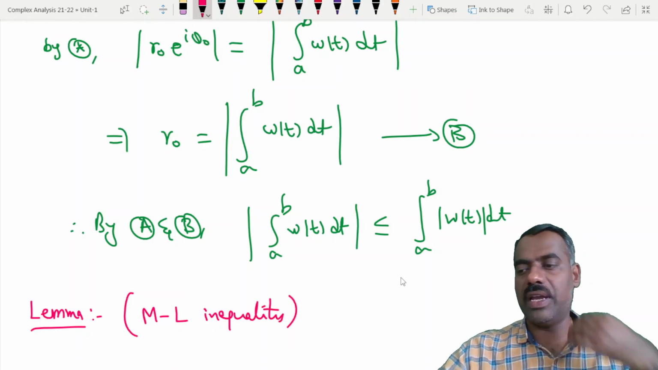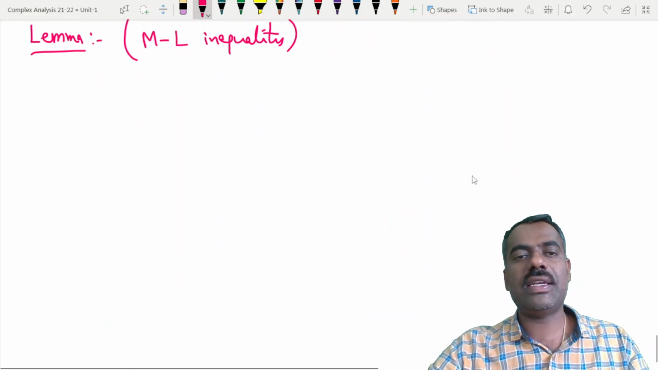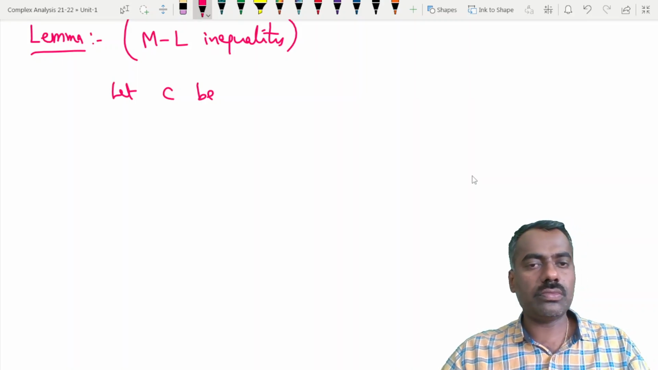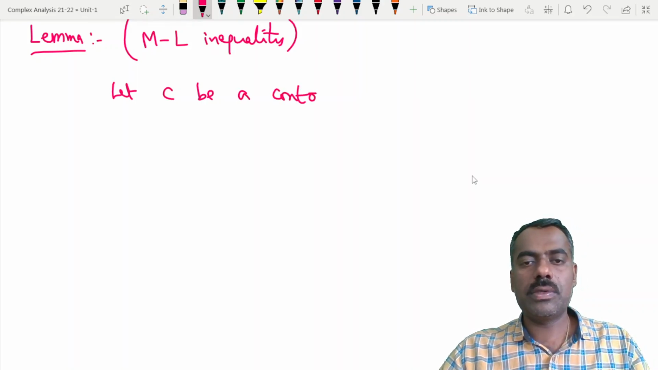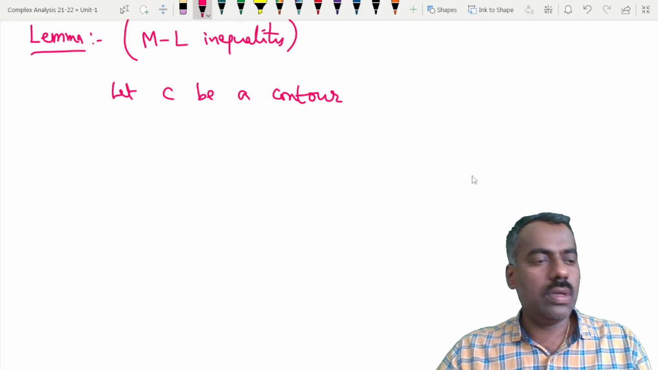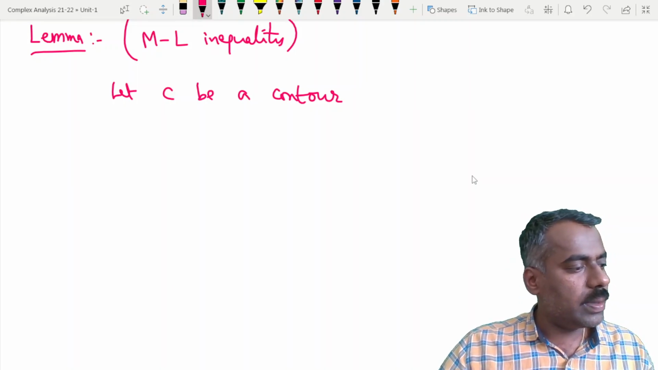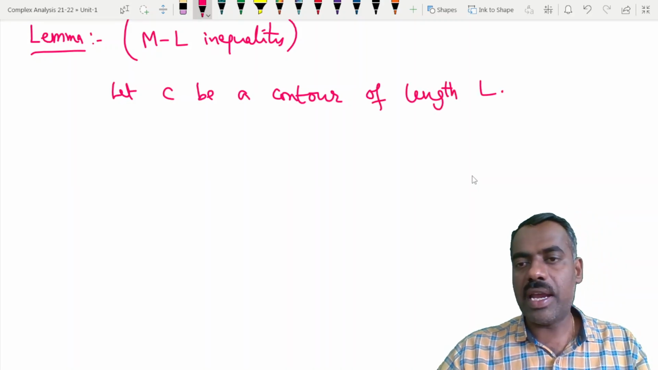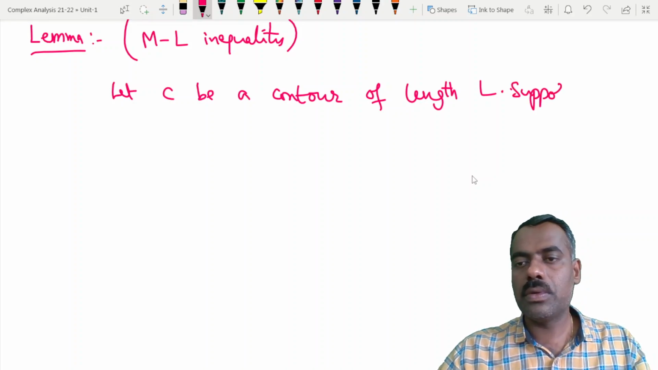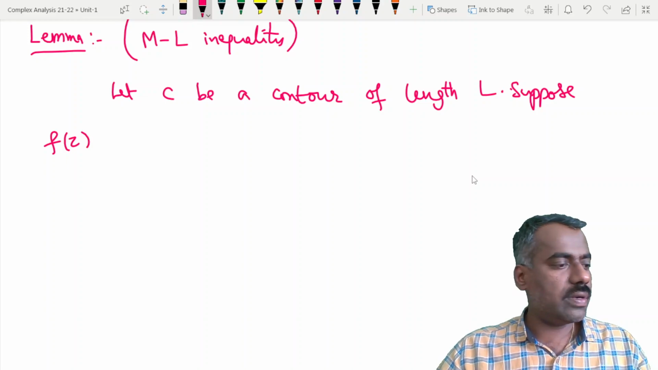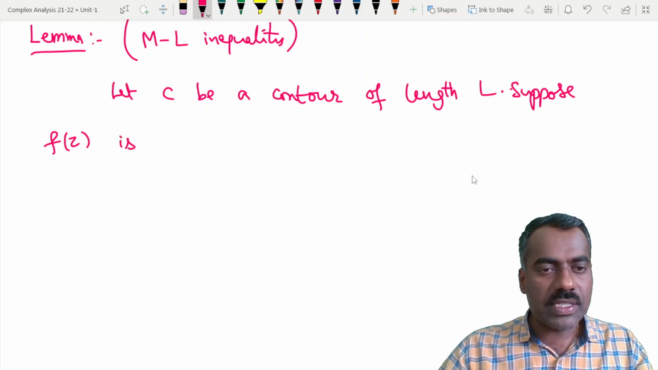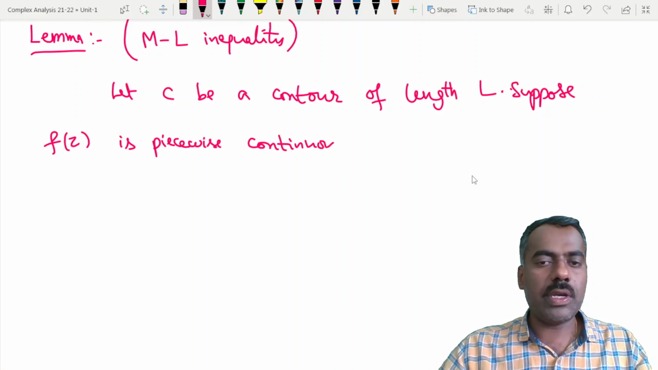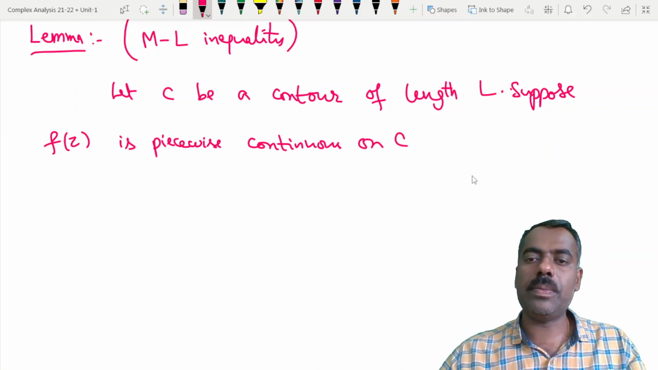Okay, fine. So what it says is, we'll write this statement and we'll try to understand. Let C be a contour of length L, capital L, and suppose f of z is piecewise continuous on this C.